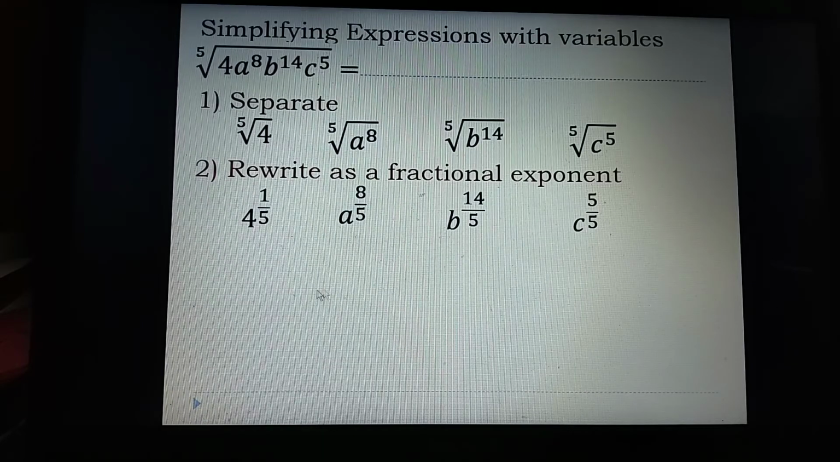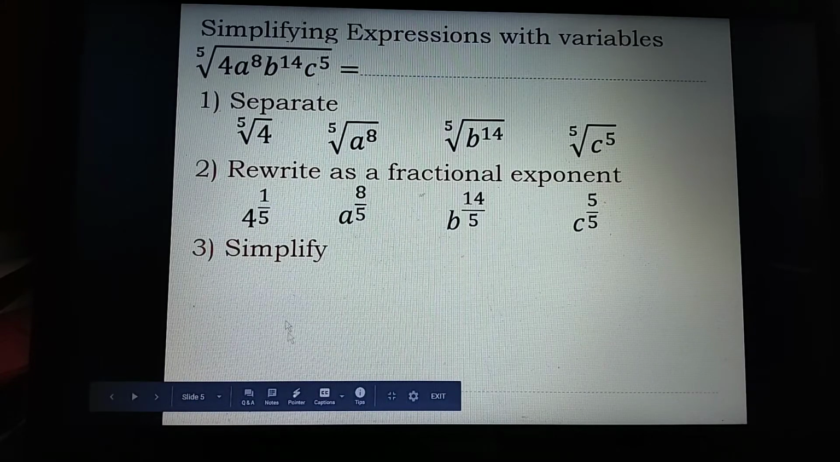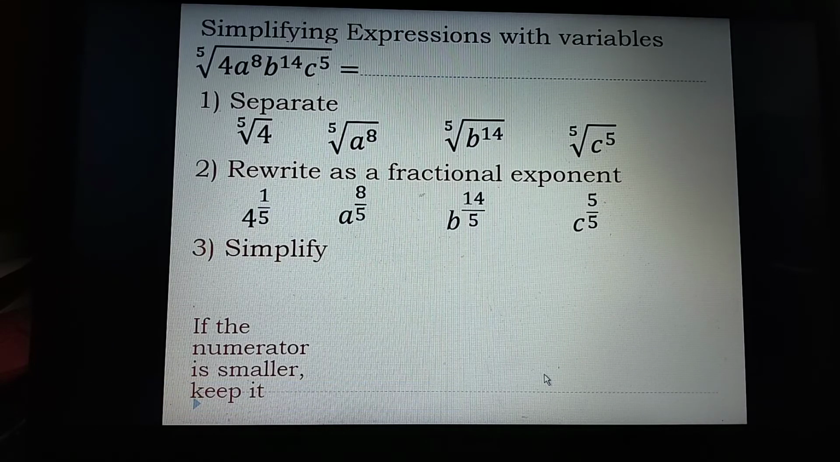Okay, now, what we're going to do is if the denominator is bigger than the numerator, then you're just going to leave it and put it back into the radical form. Okay, so if the top number is smaller, you're just going to keep it and put it back into radical form.